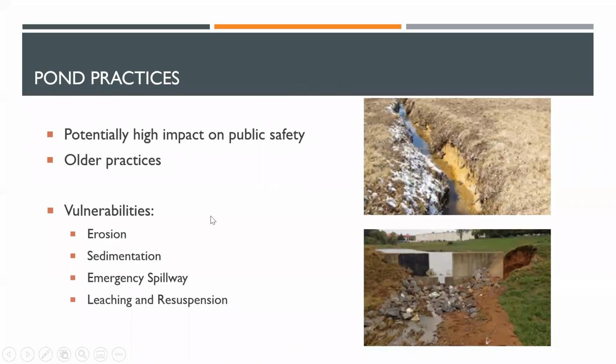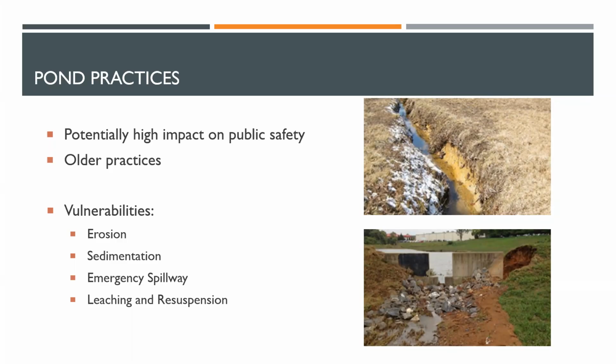Continuing our move down the watershed, we've got our pond practices. These, again, are maybe the highest risk in terms of our vulnerability framework, because they have such a high impact on public safety. They are meant to hold a tremendous amount of water. They're meant for quantity control. A lot of times they are built near large residential communities and things like that, where a dam breach or something like that can be very catastrophic.